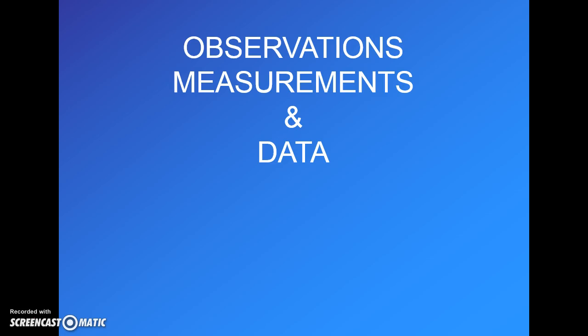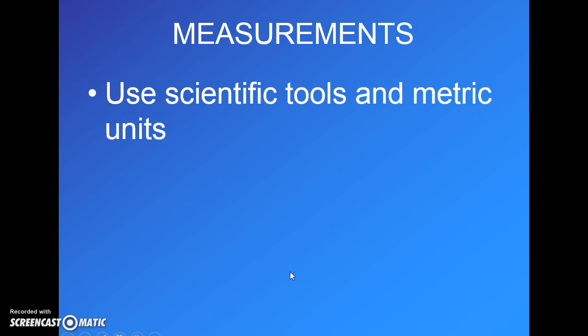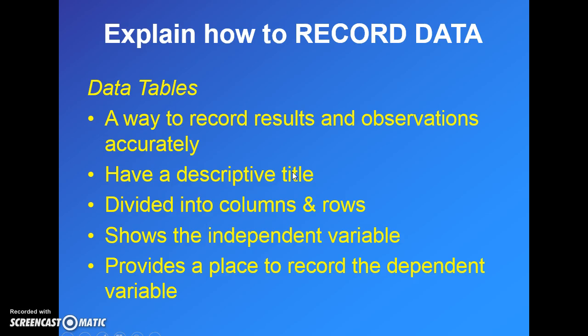After we perform our experiment, we want to observe, measure, and collect data while we do our experiment. So how do scientists observe? They use their five senses: hearing, touching, smelling, sight, and taste. Most of what we're going to be doing this year involves sight. When we measure data in the lab, we use scientific tools such as triple beam balances, graduated cylinders, meter sticks, and we also report our units in the metric units such as grams or liters.